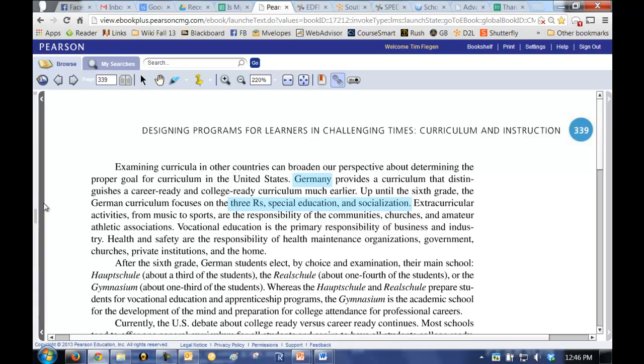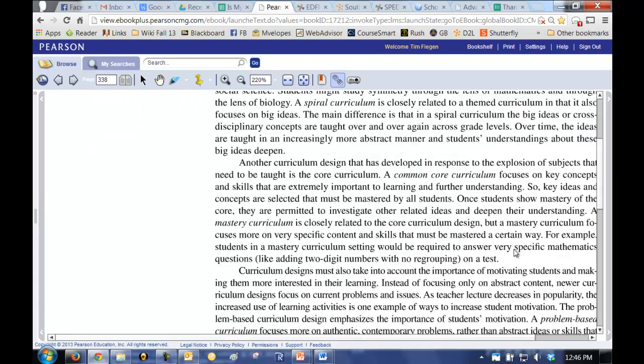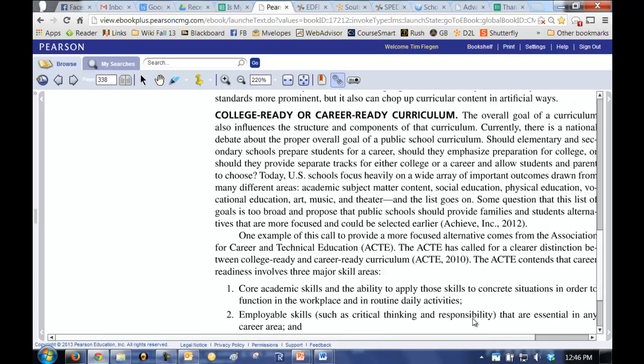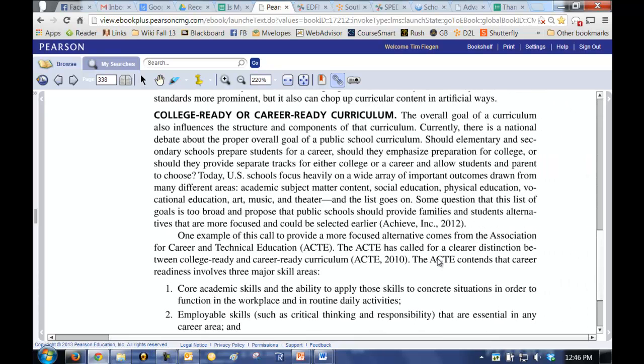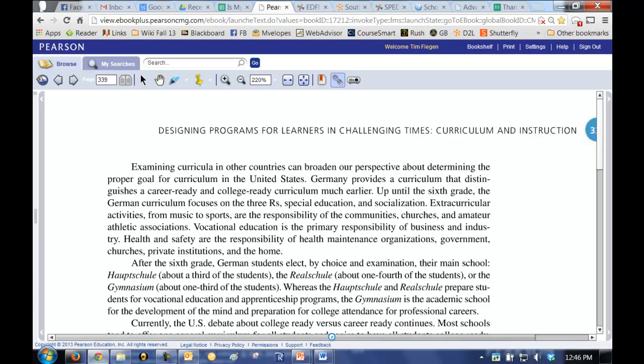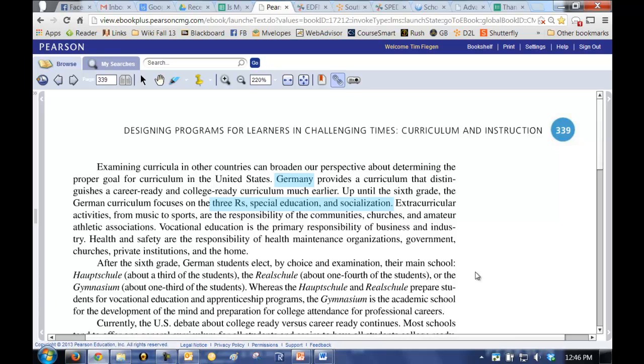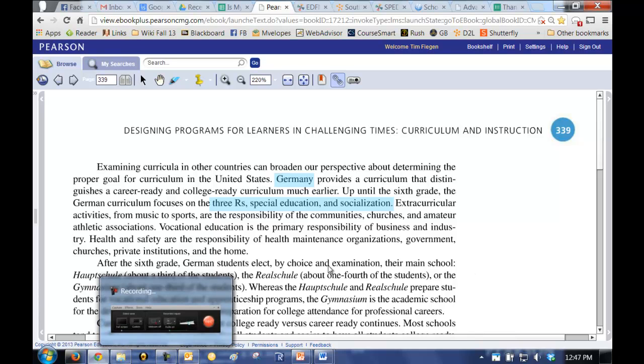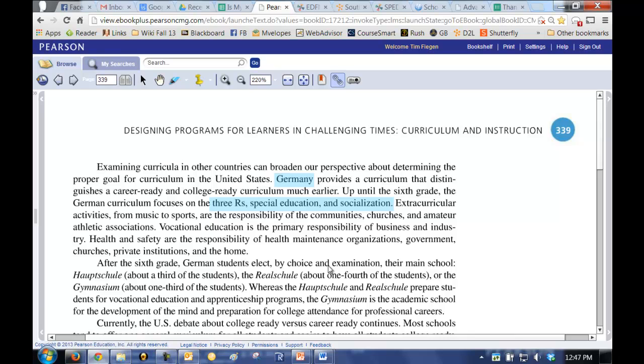This is very interesting. If you allow me, I just want to read this about college and career. And this is unfortunately, I think, where we're headed with the way we're setting up curriculum. If you allow me just to read this: examining curricula in other countries can broaden our perspective about determining the proper goal of curriculum in the United States.